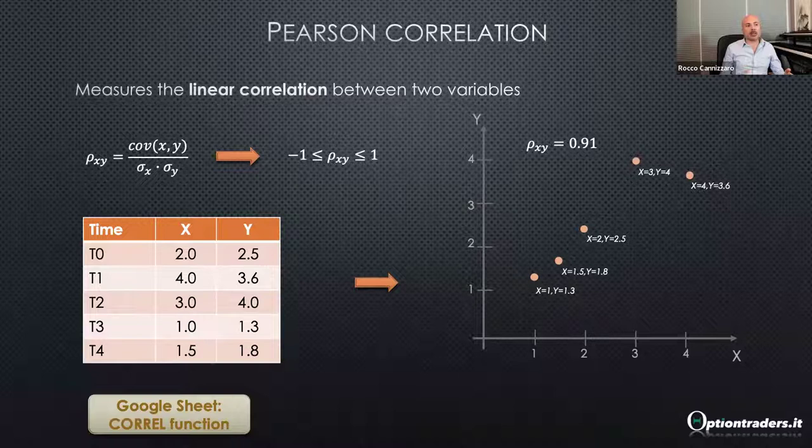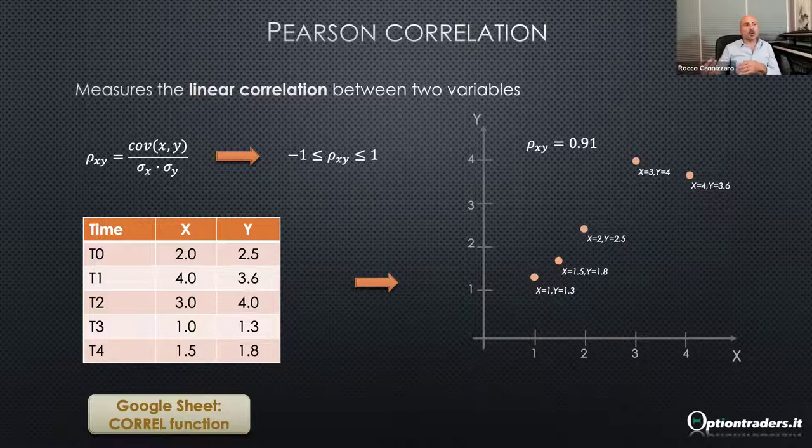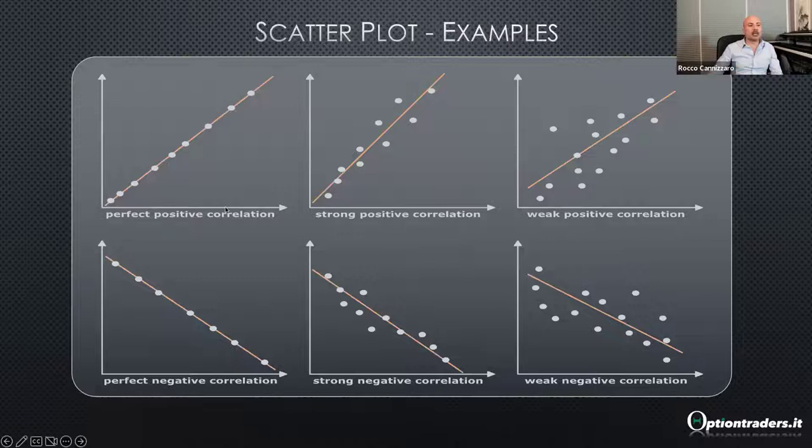So when the coefficient, which is also called rho using the Greek letter, is equal to one, we have a perfect positive correlation. When the value is -1, we have a perfect negative correlation. And when this value is zero or close to zero, it means that there is no correlation between these two variables. So to give you some more examples, here are some possible scenarios. On the left, we have, for example, a perfect correlation. You can see that all of these dots are basically on a line.